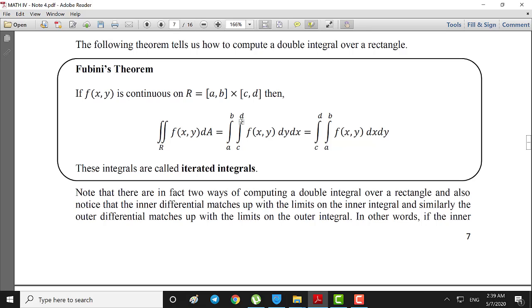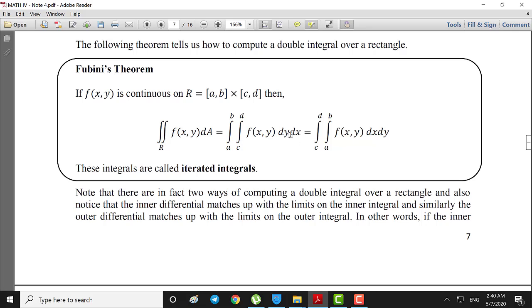Okay? And the first differential that you write here is called the inner differential, and the second differential that you write here is called the outer differential. Okay? So, outer integral, the first one; inner integral, the second one; inner differential, the first one; outer differential, the second one.